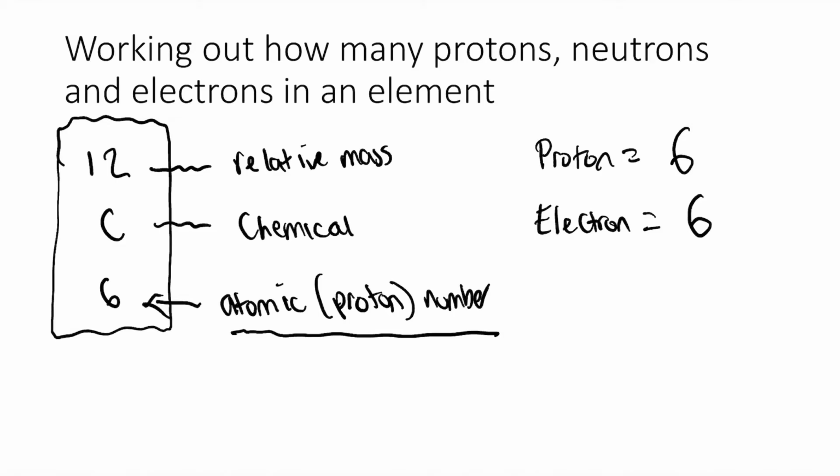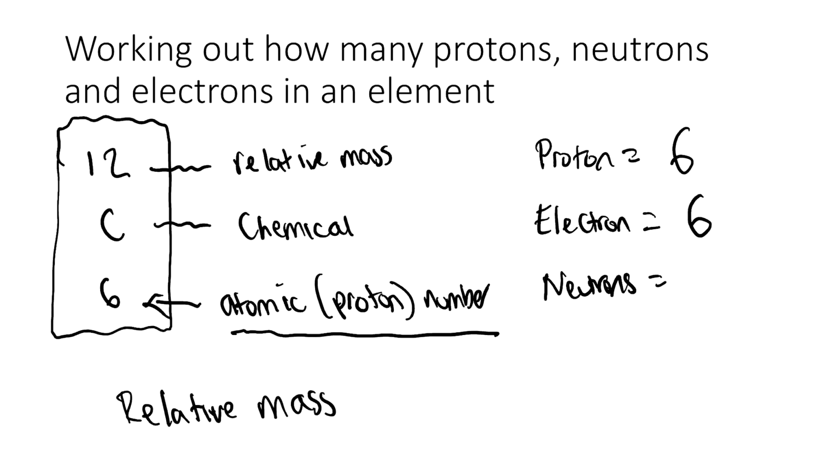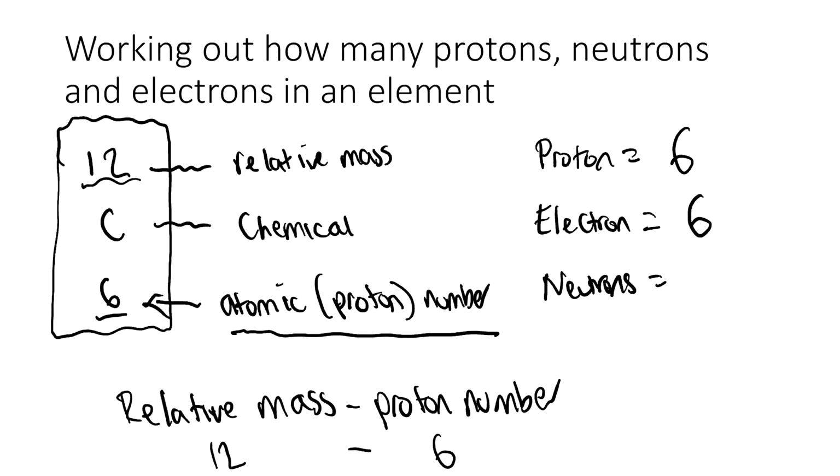Now the one that is a little bit harder, but really not that hard still, is to work out neutrons. And all you do to work out the number of neutrons is you do the relative mass number minus the proton number. So in the context of our carbon, we do the relative mass number, which is 12, minus our proton number, which is 6, which gets you 6 neutrons. So our carbon atom has 6 protons, 6 electrons, and 6 neutrons.